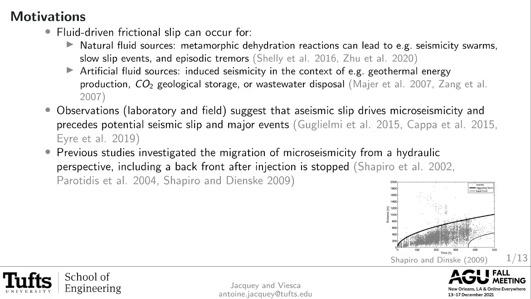From observations, both from the laboratory and the field, we know that aseismic slip drives microseismicity and that it can potentially be seen as a precursor to major seismic events. There is a series of previous studies in the late 90s, early 2000s, which looked at the migration of microseismicity from a purely hydraulic perspective, defining triggering and back fronts as a function of the fluid diffusivity.